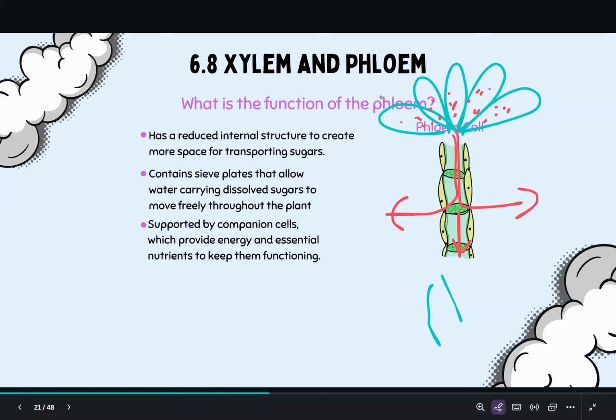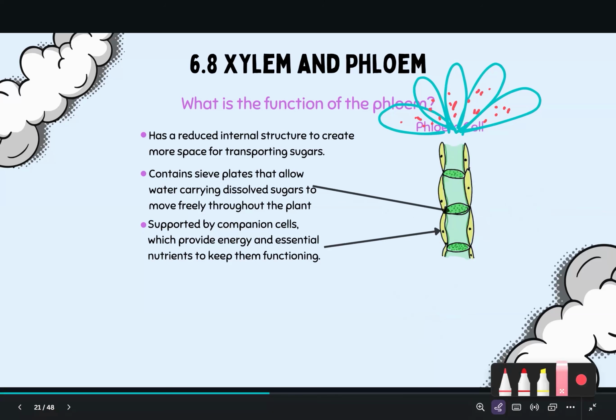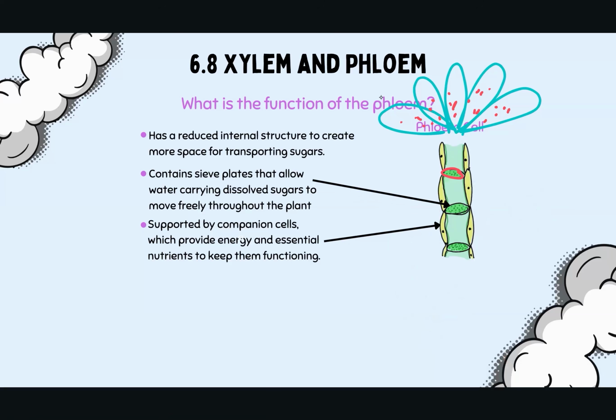Now, part of the reason that occurs is because of these sieve plates. So you've got these sieve plates, and you've got companion cells that are full of mitochondria. Now, the mitochondria provide energy for, in fact, let me do it this way. Let me do the sieve plate here. So there's your sieve plate. You've got mitochondria, and what they do is they transport, using active transport, the sugar that's on this side, they transport it to the other side.